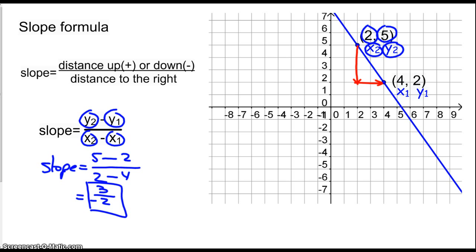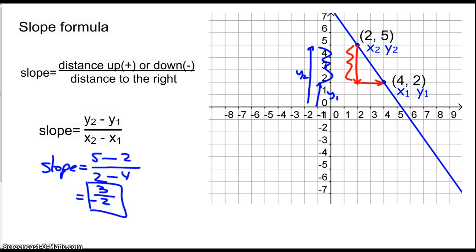The reason that works is, if you go back to the picture, let me erase some of this because it's getting cluttered. Why is this distance right here y2 minus y1? Well, y2 is how far up point 2 is, and y1 is how far up point 1 is. So the difference between those two is just that amount up or down. That's why the top of the formula says y2 minus y1. It's the difference in the y coordinates.